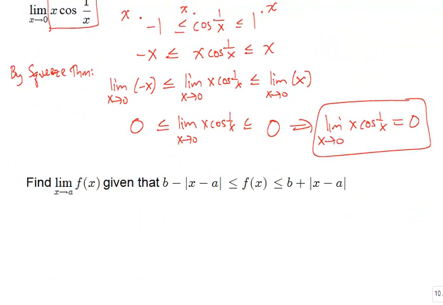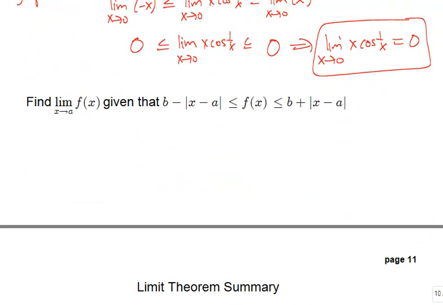Okay, let's try that strategy one more time on this last example. This time I'm actually giving you that triple inequality, so the hard work is already done because I'm telling you what f is bounded in between. It's between b minus absolute value of x minus a and b plus absolute value of x minus a. So you don't even have to come up with that on your own. You can just jump right into that squeeze theorem.